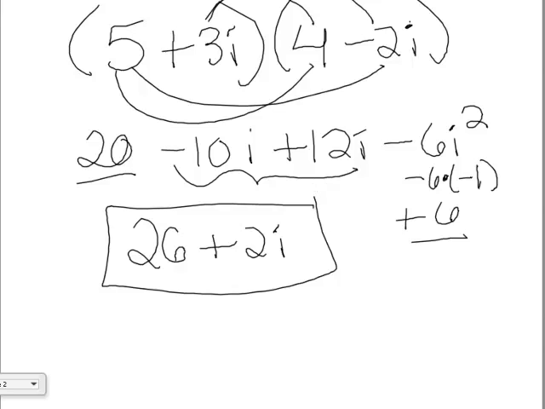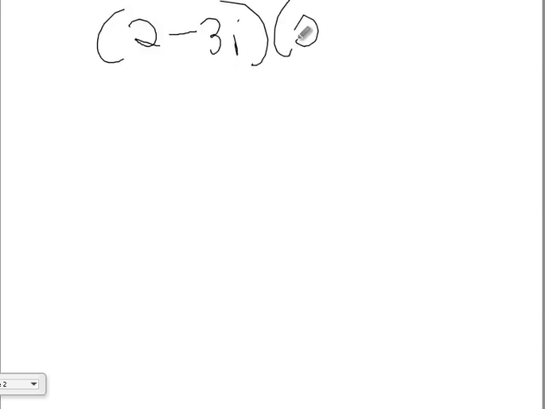What about dividing? Now, when you're dividing, there's going to be a particular product or a particular answer to something that you're multiplying that's going to be helpful. So let's take a look at a particular multiplication problem which will help us with our dividing. What if I had 2 minus 3i and I'm multiplying it by 2 plus 3i?